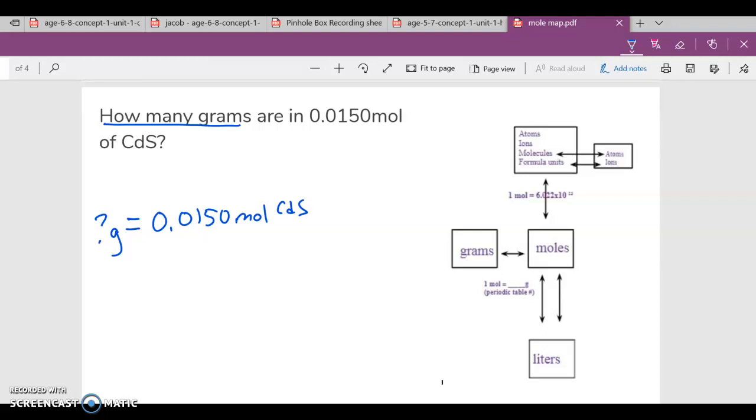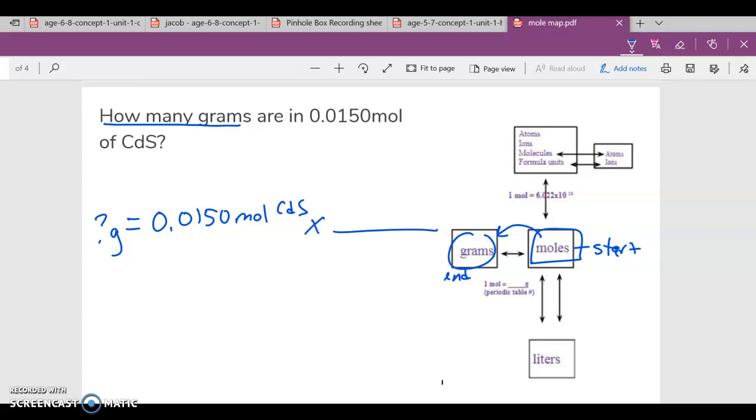Now, if I take a look at my problem, this is everything that I need all in one spot. I am starting with moles. This is my starting spot. And it is asking me to get to grams. This is my ending spot. The mole map shows me where I am and where I need to go. It's kind of like a map of a mall. You need to see where you are and where you need to go in order to get to the store you want, or in this case, to the grams we want.